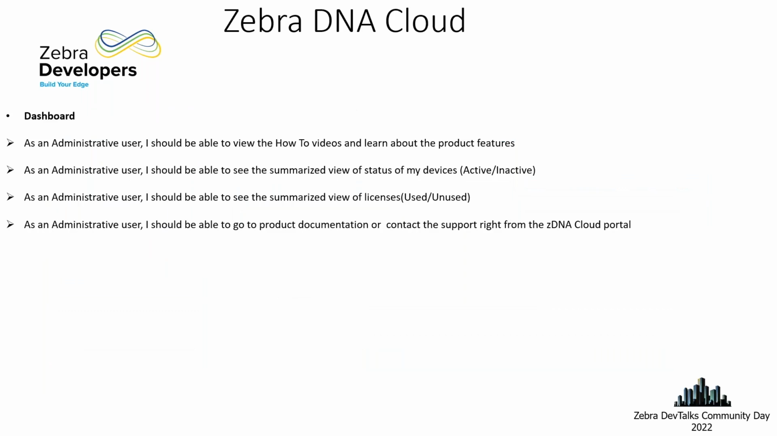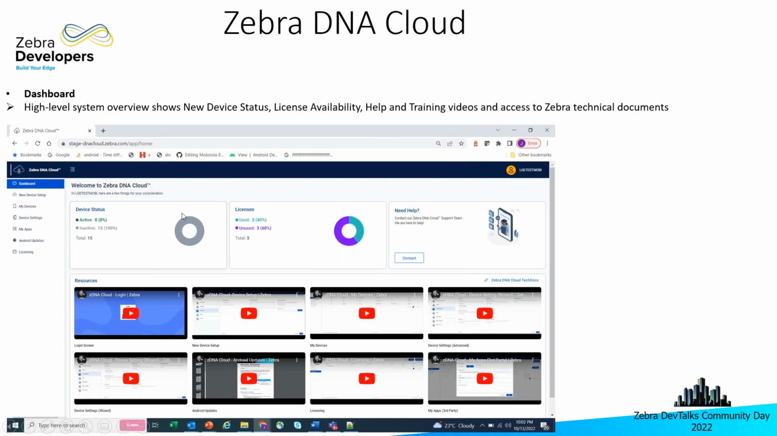So next is the dashboard. For the dashboard, the use cases are something like this: in the dashboard, I should be able to see the how-to videos and learn about the product features. Then I should be able to see the summarized view of the status of my devices, how many devices are active or how many devices are inactive in the last 24 hours. Then I also should be able to see the summarized view of the licenses, how many are used and how many are unused. And if I want any product documentation, I should be able to go to product documentation right from zDNA Cloud, or if I want to contact support, I can do that too. So this is the dashboard view.